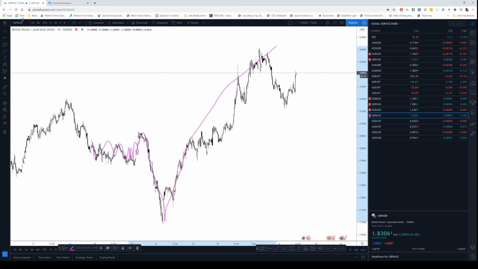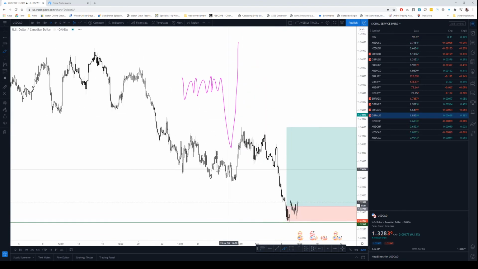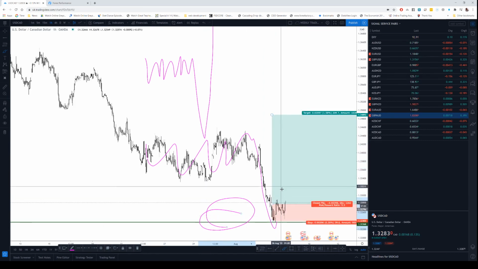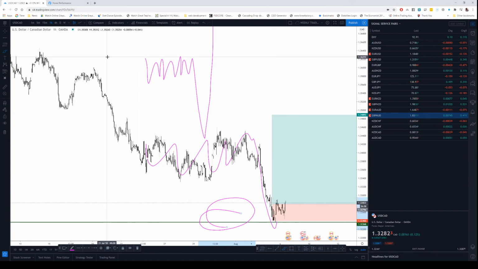Now let's go back to CAD. We have a consolidation, move down, rejection into a high time frame level, rejection, and then we are coming back up. So what does that tell me?